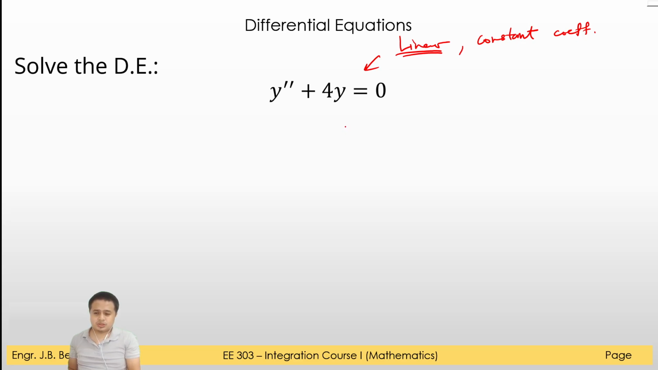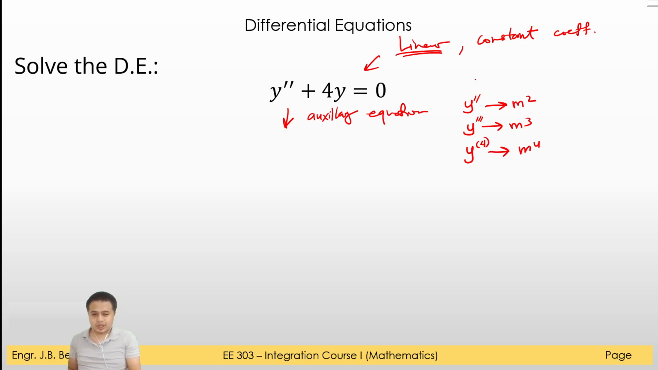We just use the auxiliary equation. So basically, we can transform this into its auxiliary equation, that's what we call it, wherein we just change the variables. If we have y double prime, this will become m squared. If we have y triple prime, you have m cubed, and so on. So the fourth derivative of y is m to the fourth. So if you have y, this is equal to, actually, 1.